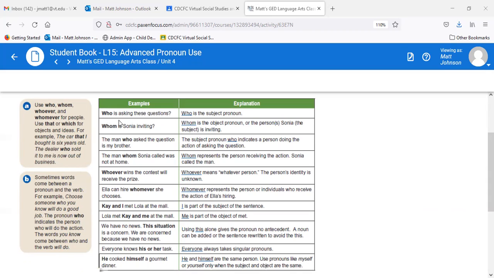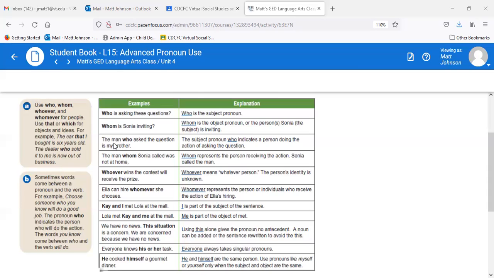Just like right up here at the top in our example, who is asking these questions? Who is the subject pronoun? Whom is Sonia inviting? Whom is the object pronoun? So whom is receiving the action of inviting? Sonia is the subject. So you could also say Sonia is inviting whom?